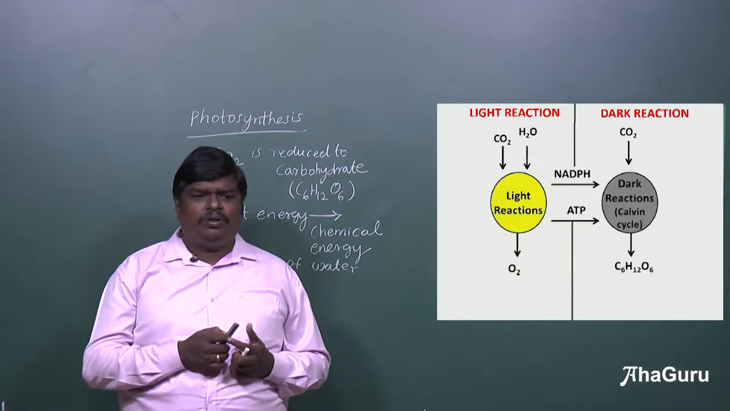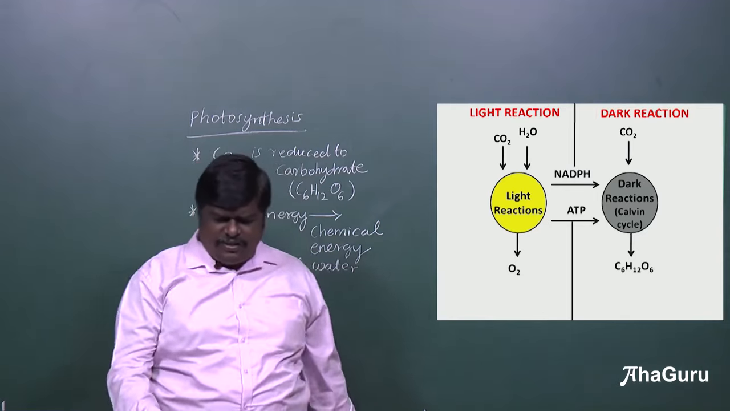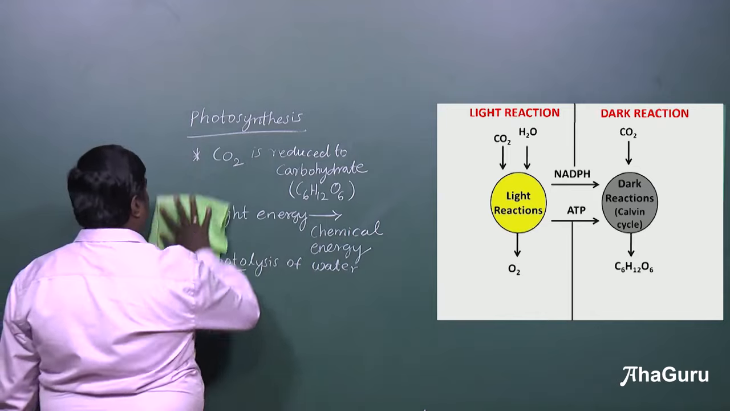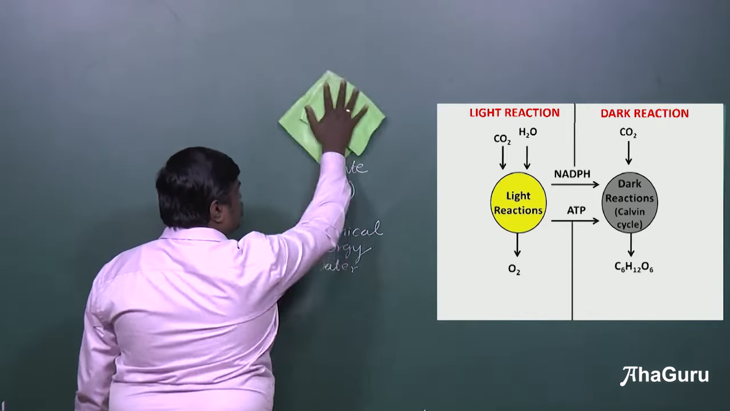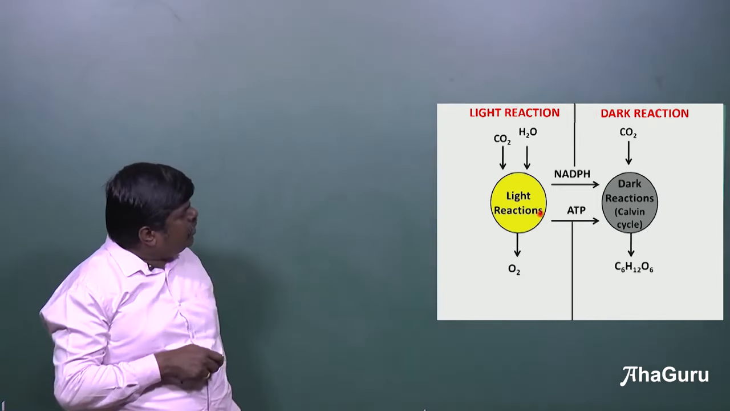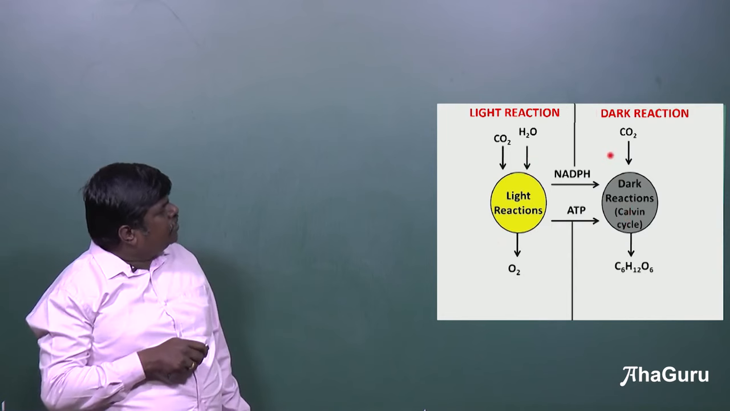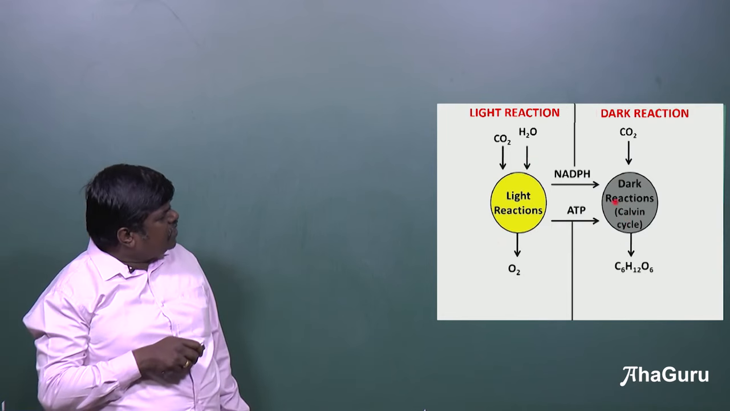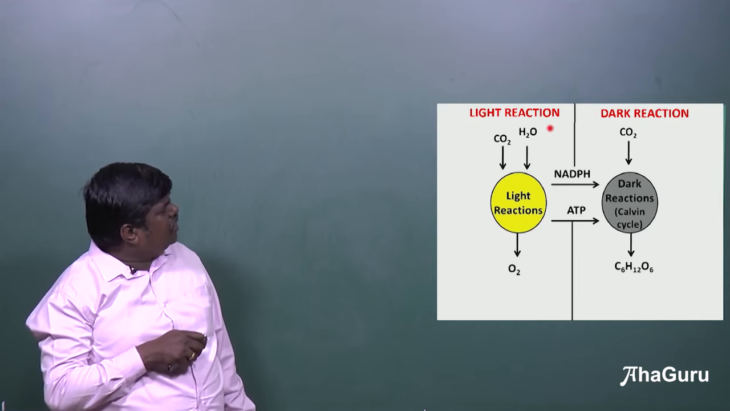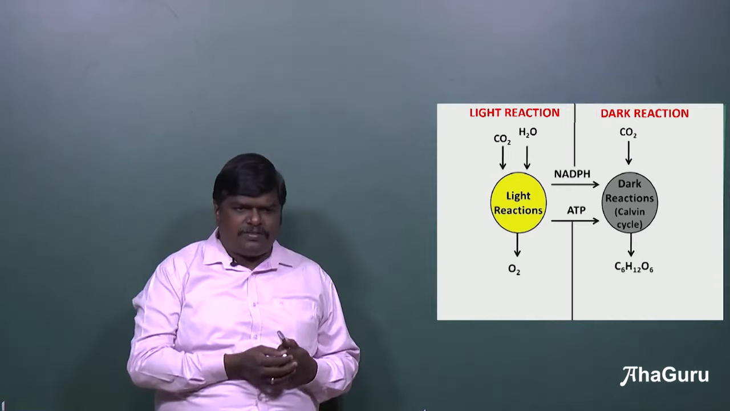Next we are going to talk about the two types of reaction during photosynthesis, called dark reaction and light reaction. Here you are seeing the light reaction and this is the dark reaction. The dark reaction depends on the light reaction, and the light reaction depends on the dark reaction. I am going to explain to you how this process takes place.